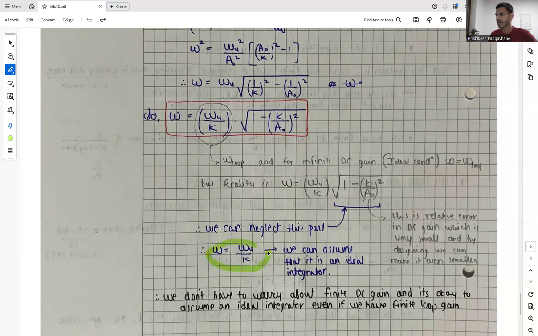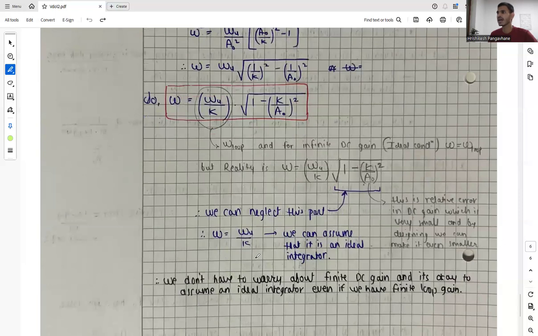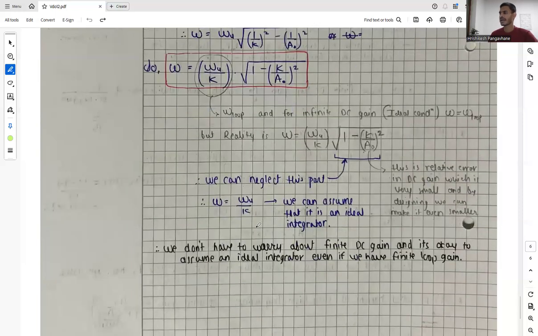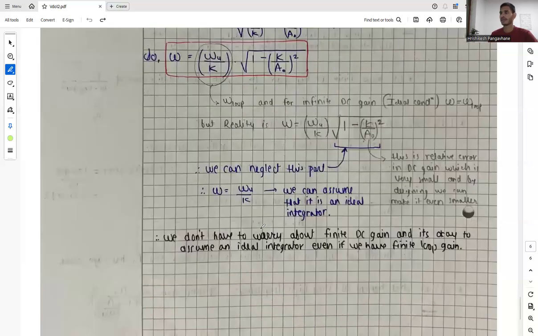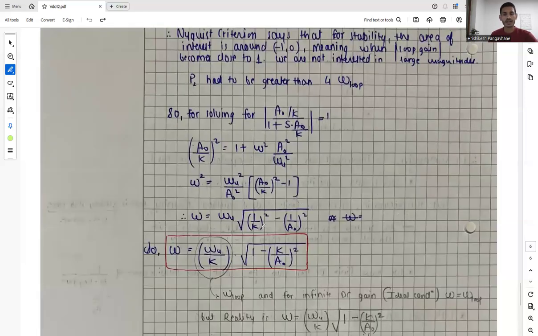We can assume this, and it is safe to assume that it is an ideal integrator, and we don't have to worry about finite DC gain. It's okay to assume an ideal integrator even if we have finite loop gain or finite DC gain. So that's all for today's video, and I hope I have made those concepts clear. Thank you.